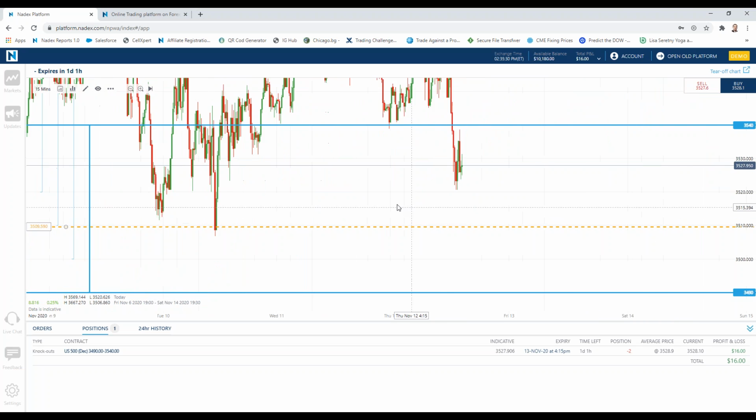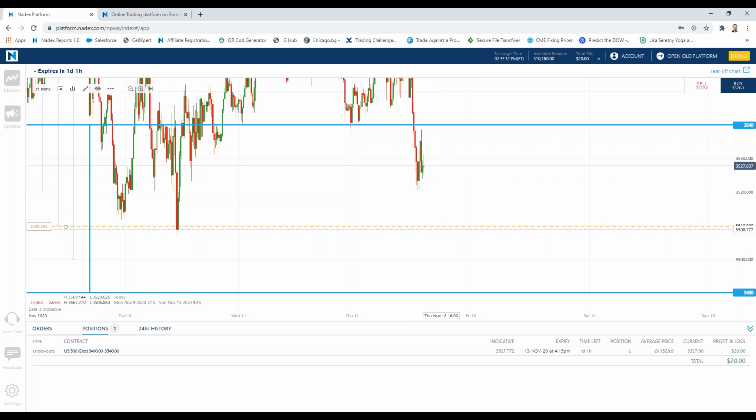And so now if it comes down here and hits this yellow line, it should fill my 3 contracts. If it keeps going, I could keep trying to maximize profit. If the market turns, I can just close my position.